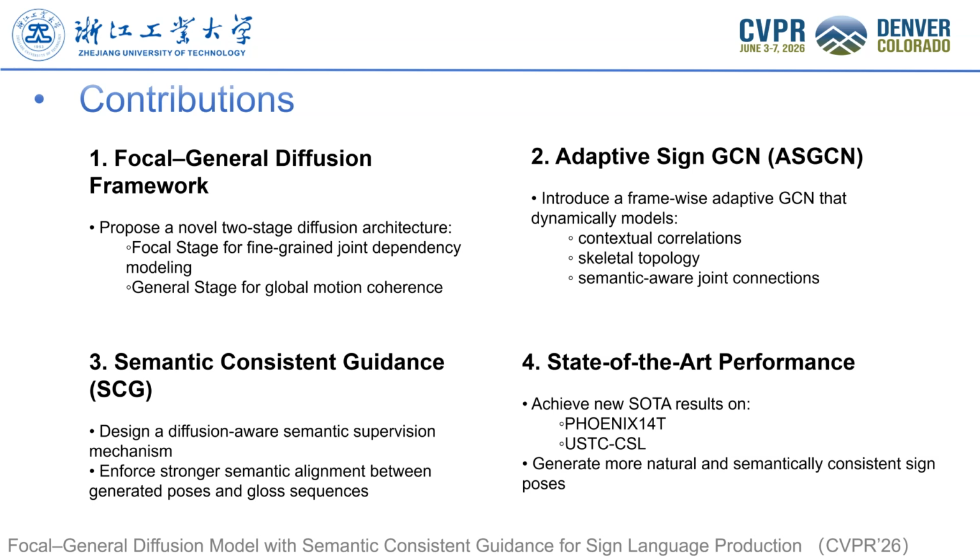2. Adaptive Semantic GCN, ASGCN. In the focal stage, we design a novel GCN. Since sign language sequences lack explicit semantic boundaries, ASGCN models each frame individually, adaptively adjusts the adjacency matrix based on contextual correlations, and injects semantic information through a semantic mask.